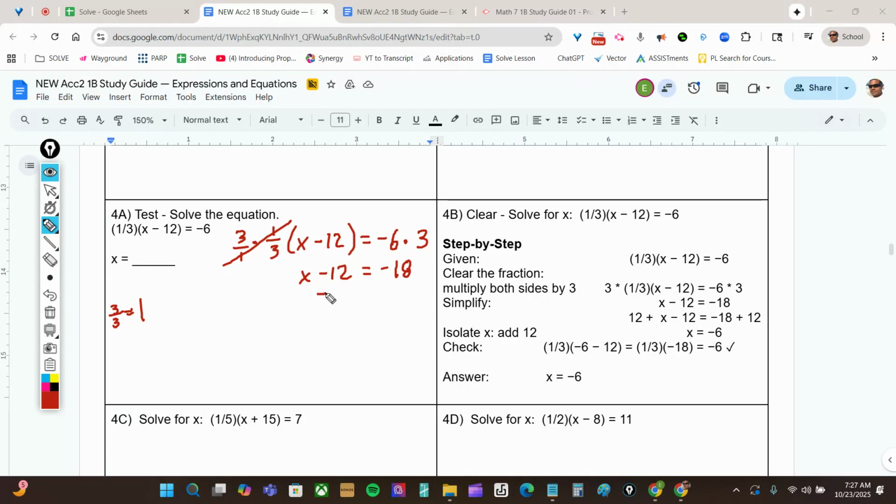Then we add 12, because it is the opposite of subtract 12, to both sides. So -18 plus 12 is going to give us a negative something. This cancels, this again cancels, leaving us with x equals -6. And that's pretty much it. I mean, that's pretty straightforward.